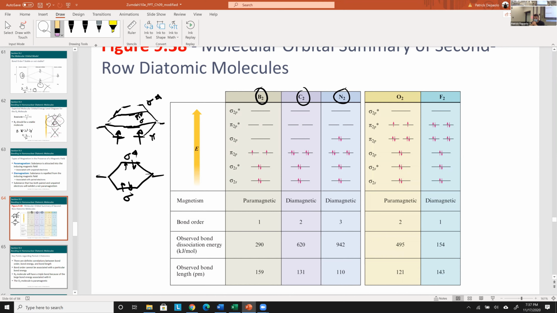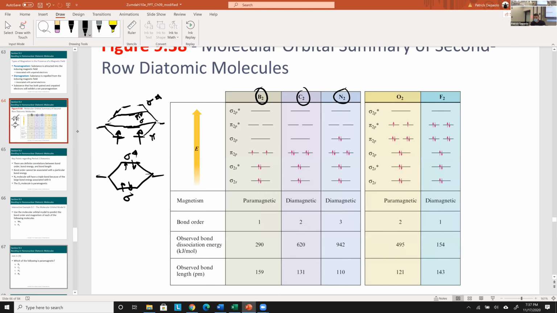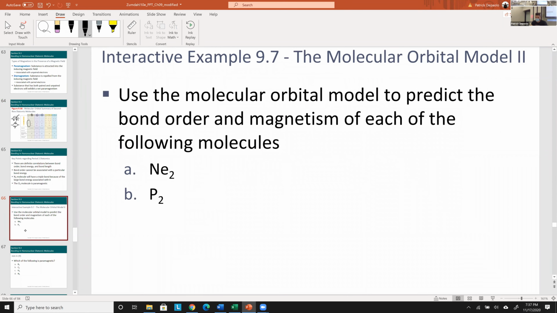So should we do an example? Yeah, okay. So I think we have those. There we go. Let's do phosphorus. Let's do P2. So phosphorus is underneath nitrogen. The nitrogen is this arrangement. So we have the traditional arrangement, not the oxygen fluorine arrangement. We'll do Ne2 also, when it's a little bit easier. But let's do phosphorus first.